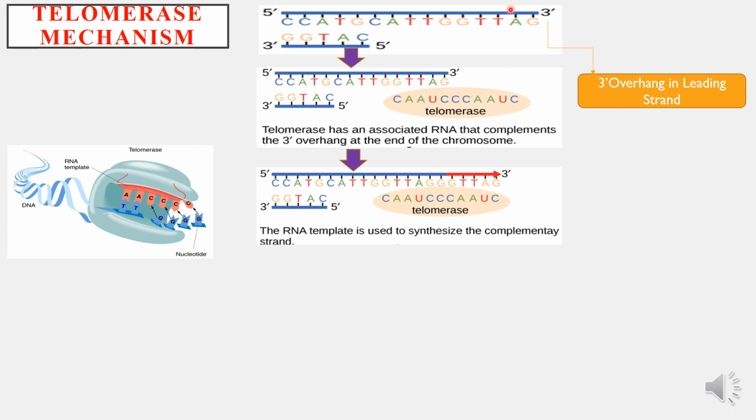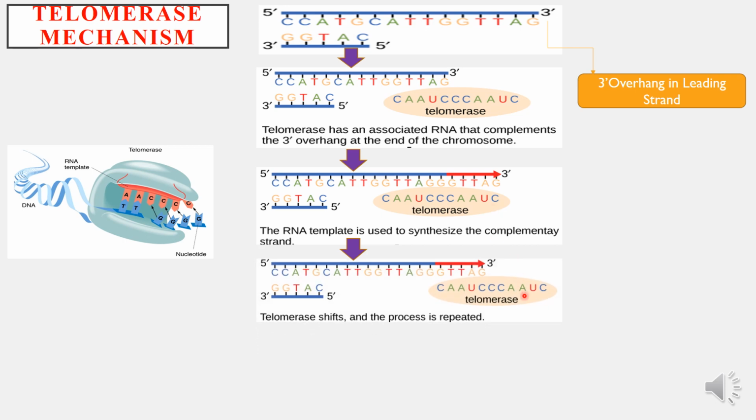So the length of this leading strand increases. Now because of this, the telomerase moves forward and shifts and the process is repeated. So there is further increase in the length of the leading strand. Because of this increase in length of leading strand, the eukaryotic DNA polymerase will now have sufficient space to complete the replication of the lagging strand.